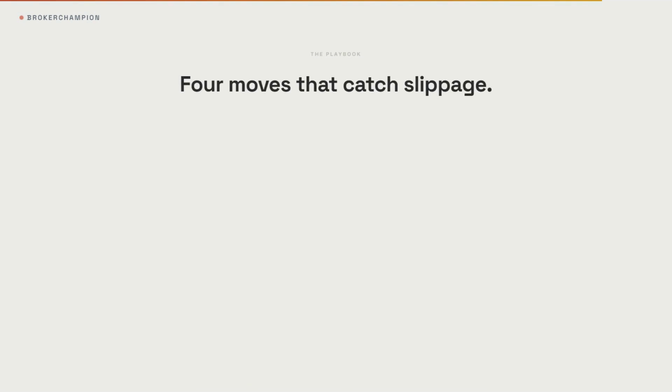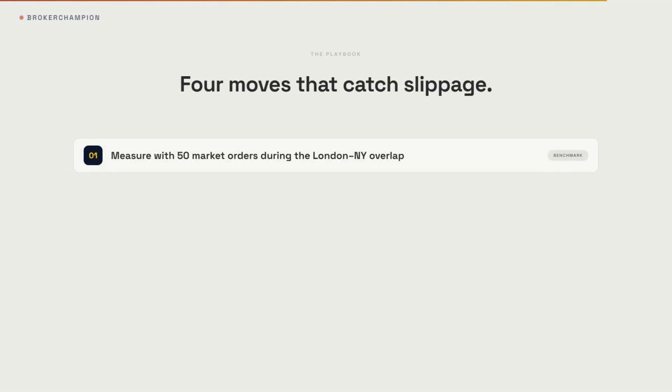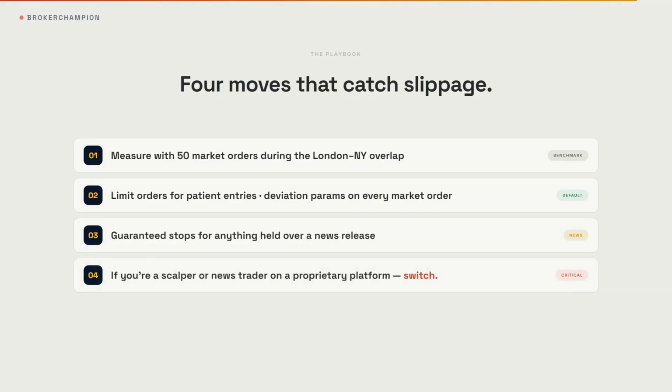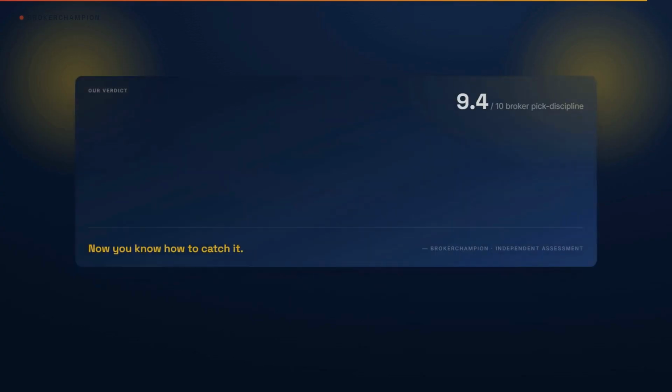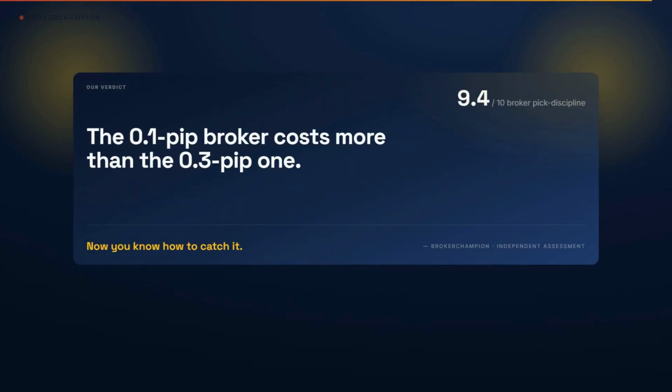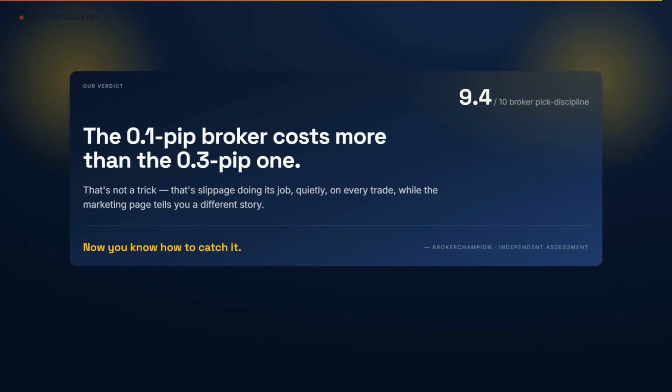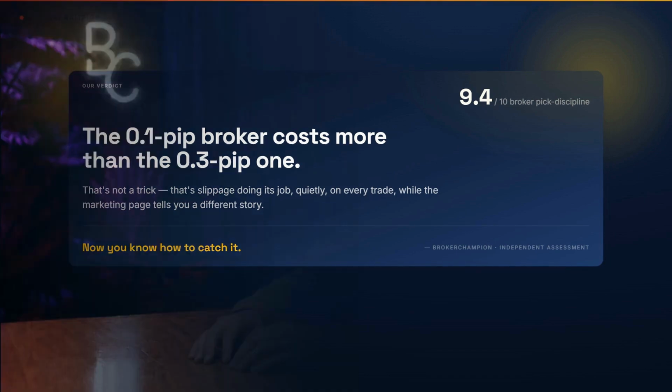So here's the playbook. Measure your broker with 50 market orders during the London-New York overlap. If your average slippage is meaningfully worse than your spread, you have a cost problem you didn't know about. Use limit orders for patient entries, deviation parameters on every market order, and guaranteed stops for anything held over news. If you're a scalper or news trader on a proprietary platform, switch. And remember the opener, the 0.1 pip broker that costs more than the 0.3 pip one. That's not a trick. That's slippage doing its job, quietly, on every trade, while the marketing page tells you a different story. Now you know how to catch it.